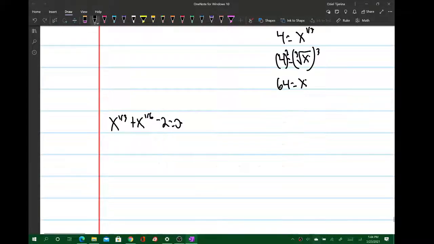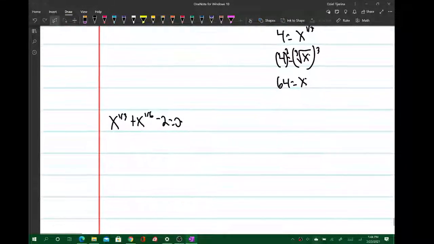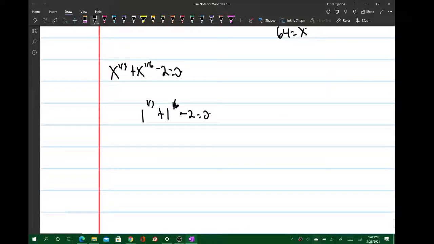So we can check both of them. We can check to see if x equals 1 is a solution. If you plug in 1 for x, we get 1 to the 1/3 plus 1 to the 1/6 minus 2 equals 0. When we have a 1 here, any power, it doesn't matter what number this is, it's always going to be 1. You have 1 plus 1 minus 2 equals 0. 2 minus 2 equals 0, so yes, it is a solution.